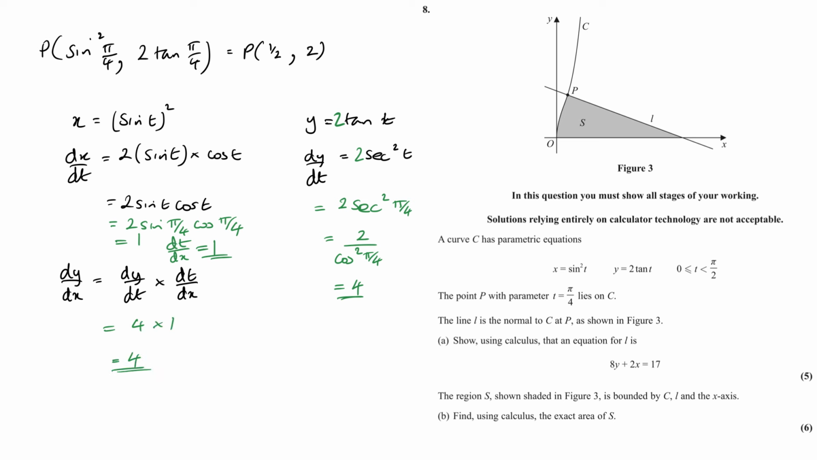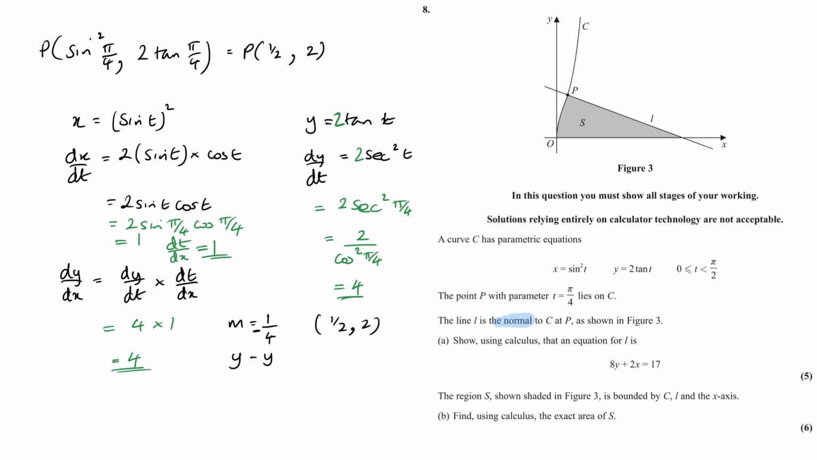So the gradient is 4, but for the tangent, isn't it? Now L is actually the normal, so it says. Let me highlight it so you can see. So it's the normal, so we actually need to use a gradient of 1/4, and then it's negative. And then we've got the coordinates 1/2, 2.